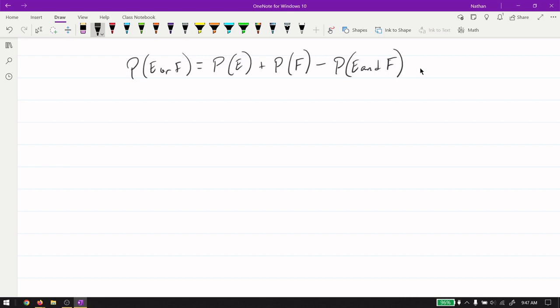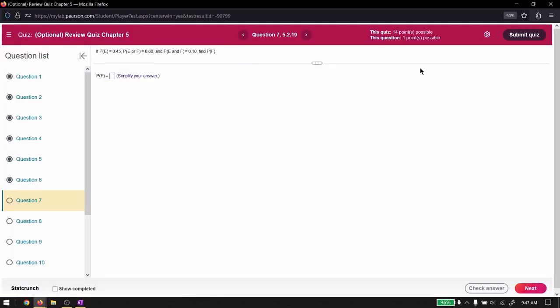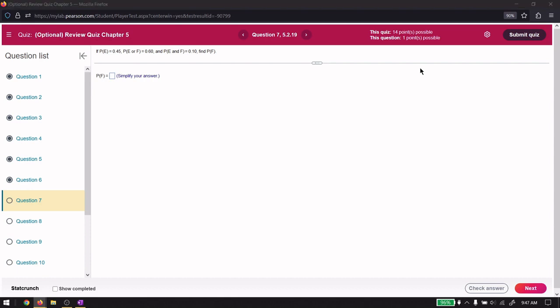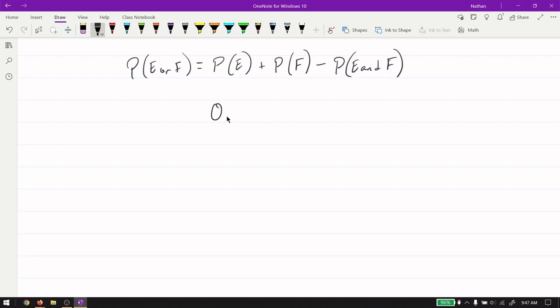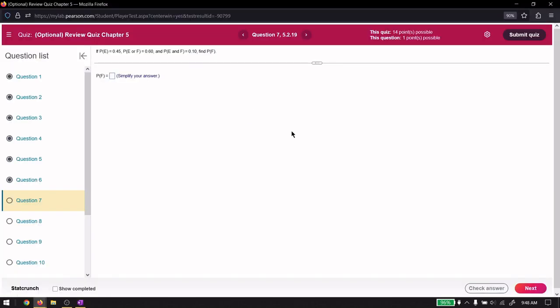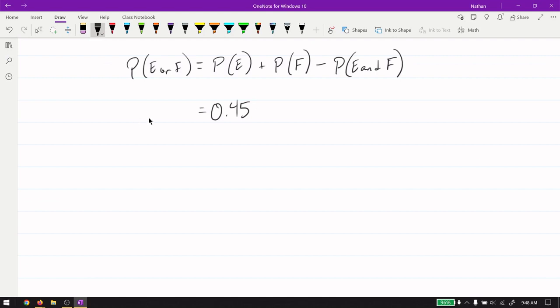Well, we know some of them, right? We know the probability of E is 0.45. Probability of E or F is 0.6, and E and F is 0.1. And it's asking us to find the probability of F.